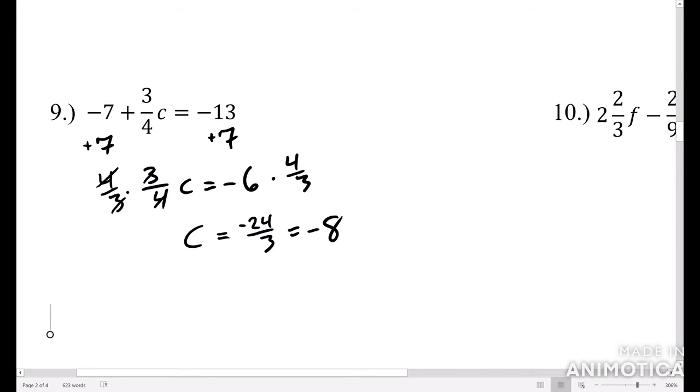So my first step was the addition property of equality, and then we used the multiplication property of equality.